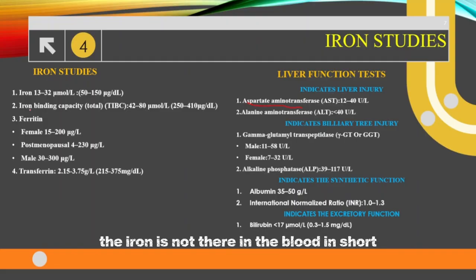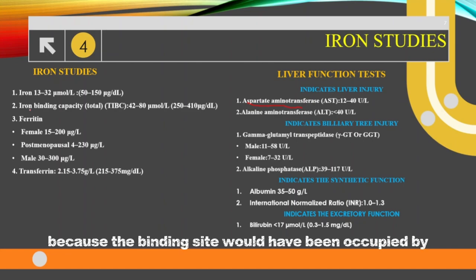Okay, the iron is not there in the blood, in short. So if you reduce iron, you're going to have a raised TIBC. In short, it's the opposite, of course. It's just an inverse relationship between the TIBC and iron levels. So if we've got increased iron levels, you expect the TIBC to reduce because the binding sites would have been occupied by those ions that are present in the blood.